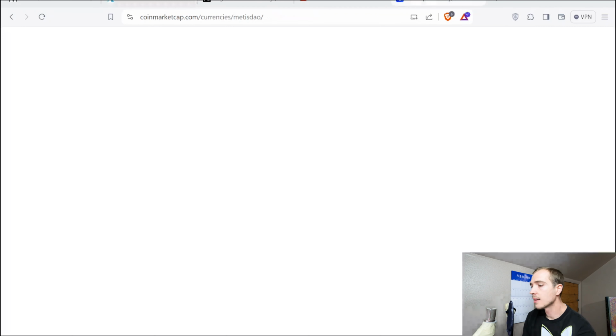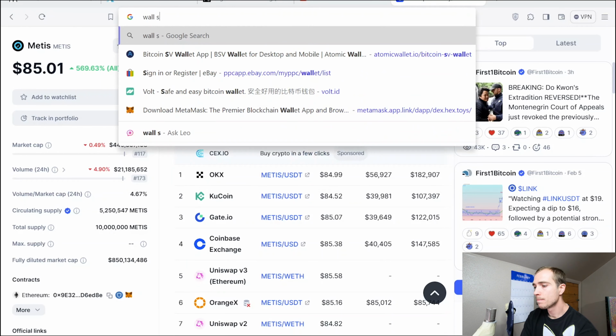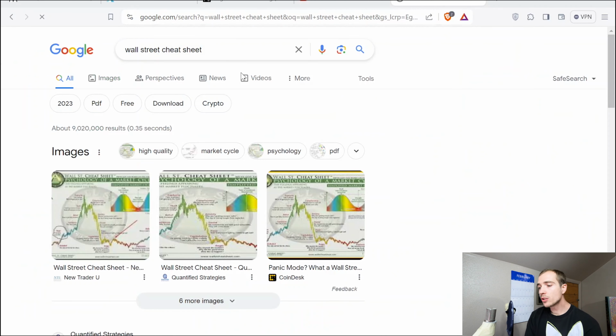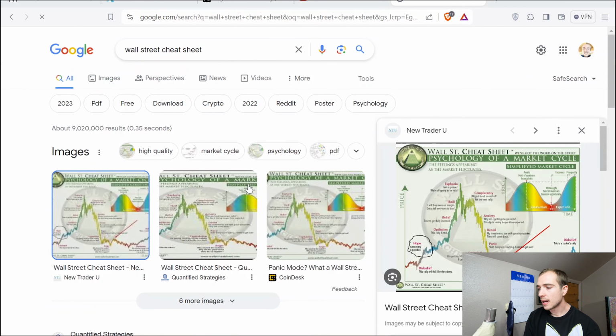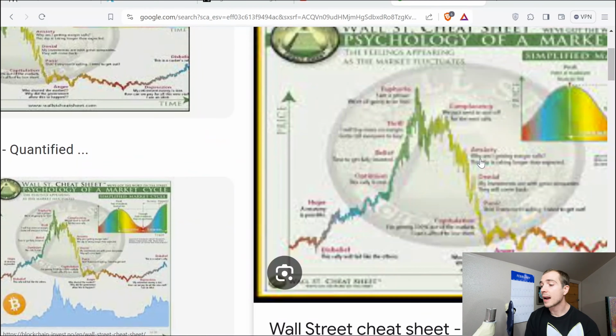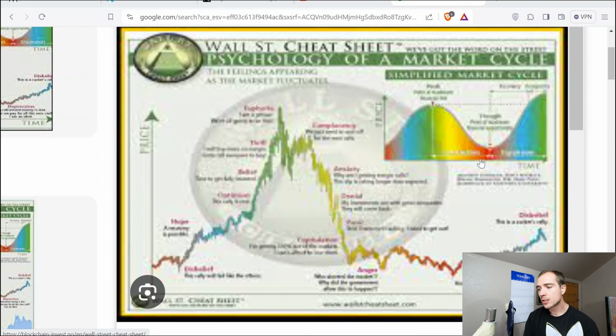So let's go ahead and look at the Wall Street cheat sheet real quick, because it's super helpful in this case. The Wall Street cheat sheet is an example of a market cycle, the human emotional psychology that always occurs in every single market cycle. So let's pull this chart up and look at it. There's always that phase of euphoria where people get excited, and that phase of depression where people get scared.